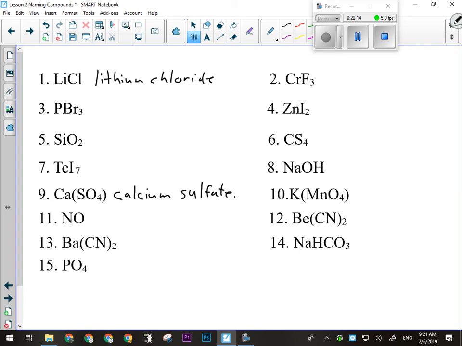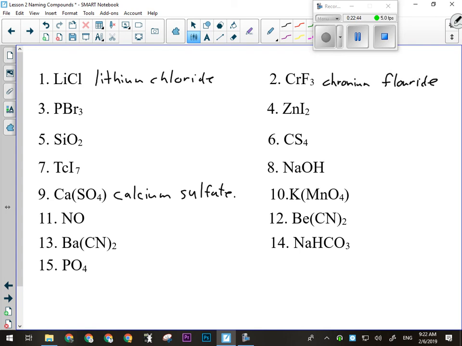All right, for number 2, I've got chromium and fluorine. Chromium is a metal, so this is an ionic compound. Does chromium have more than one possible charge? What can they be? It's 2 and 3? Okay, so, sorry, there is one that has a Roman numeral in it on here. I forgot about this one. All right, so we got chromium here with fluorine, so we'll write out that this is chromium something fluoride.